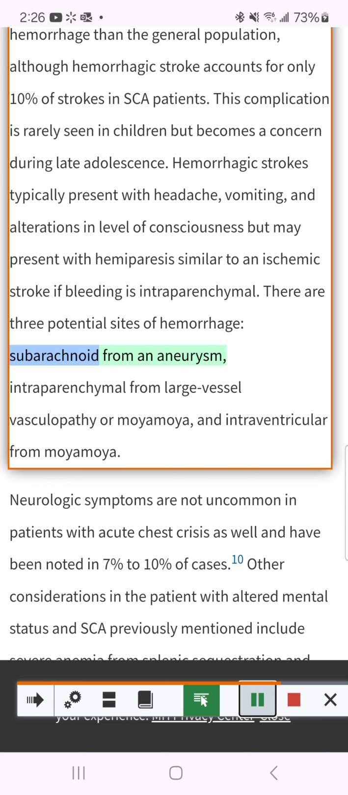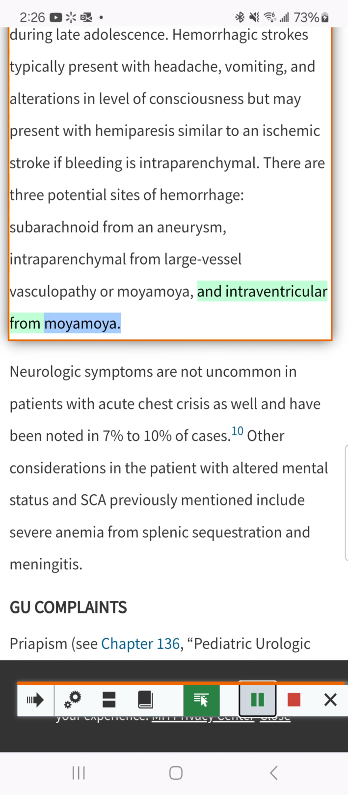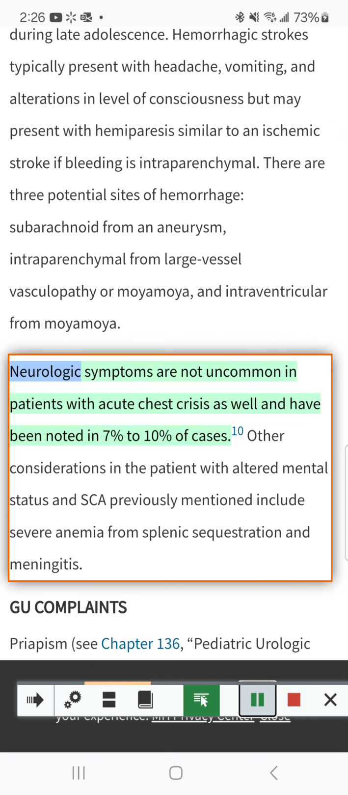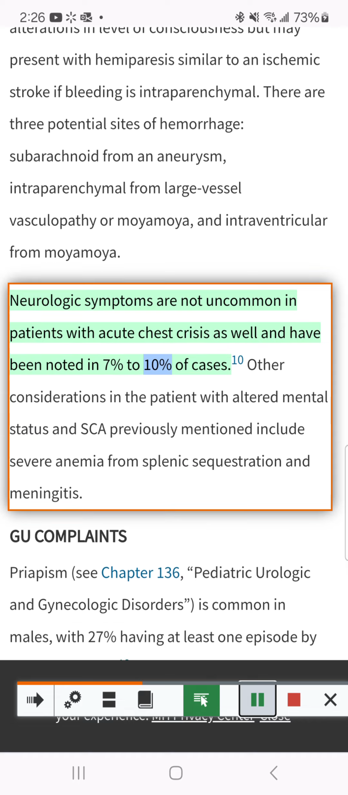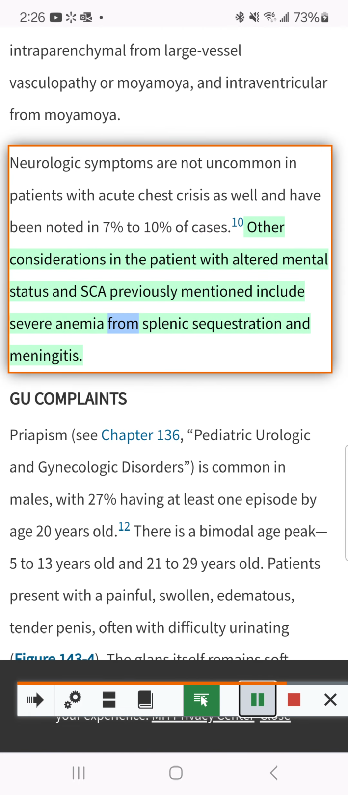There are 3 potential sites of hemorrhage: subarachnoid from an aneurysm, intraparenchymal from large vessel vasculopathy or moya-moya, and intraventricular from moya-moya. Neurologic symptoms are not uncommon in patients with acute chest crisis as well and have been noted in 7% to 10% of cases. Other considerations in the patient with altered mental status and SCA previously mentioned include severe anemia from splenic sequestration and meningitis.